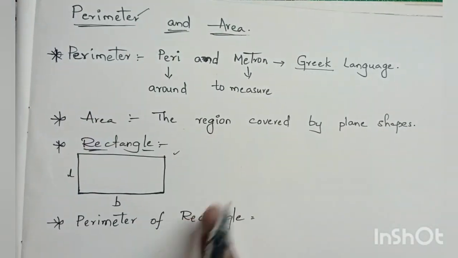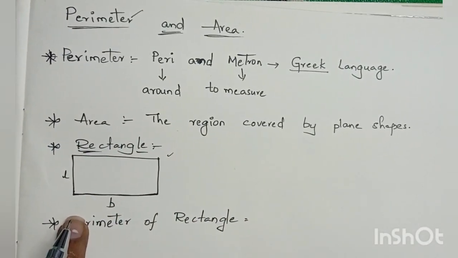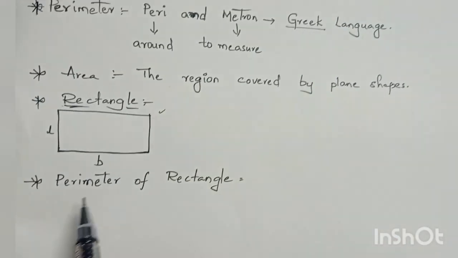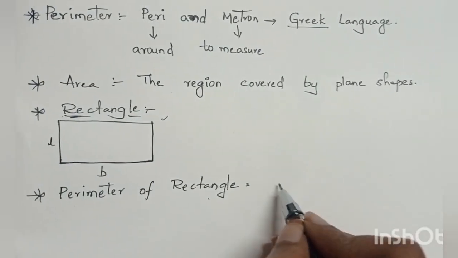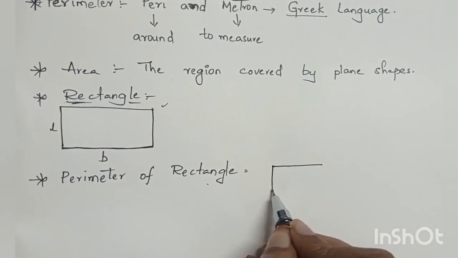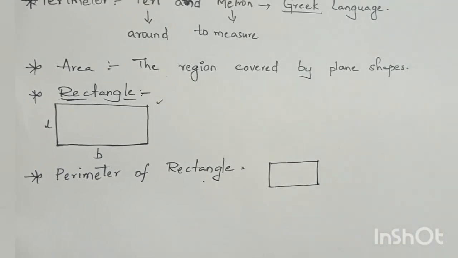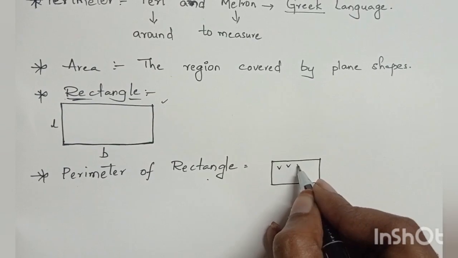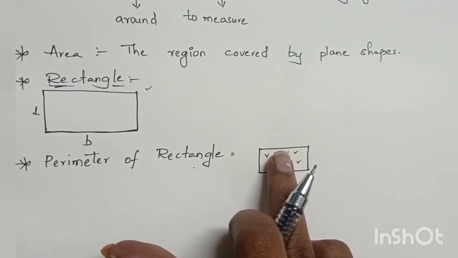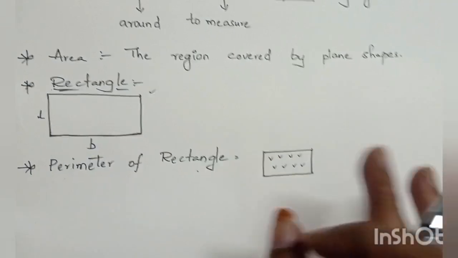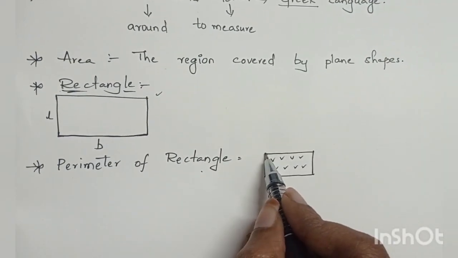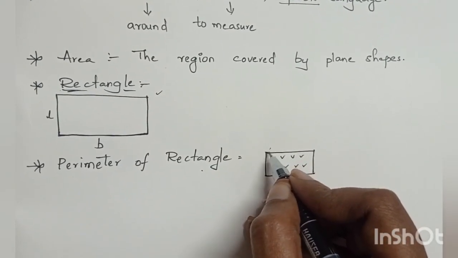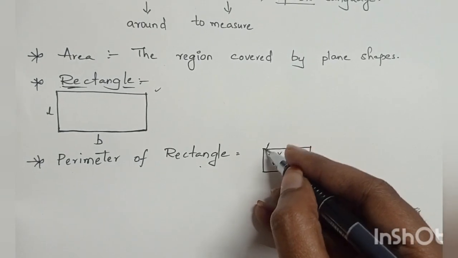Perimeter means measuring all the boundaries of a plane figure. So let's find out the perimeter of a rectangle. To find out the perimeter of a rectangle, we should measure all the four sides of this rectangle. For example, think I have a rectangular farm where I have grown a paddy field inside it. I don't want others to enter inside this farm. So I want to make a fencing around it. To make a fencing, what measurement will I take?